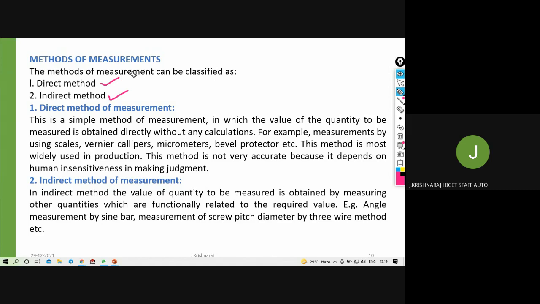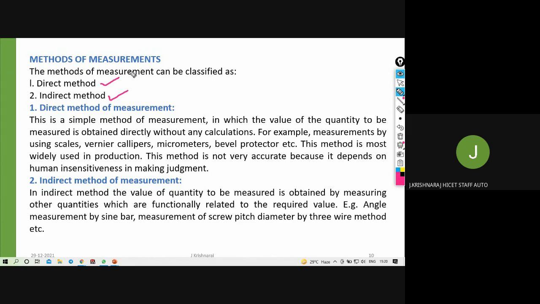The other example is measuring the pitch of the screw, for nuts and bolts and others. By using a three wire method, it needs several calculations for calculating the pitch of the nuts and bolts.